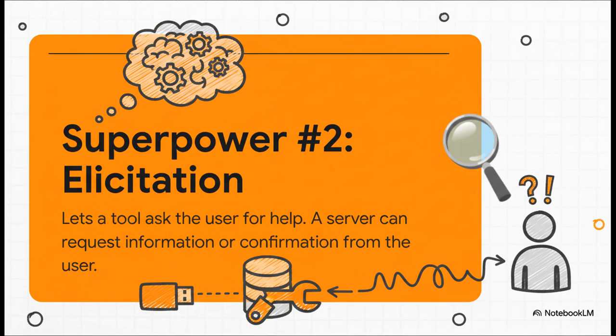Superpower number 2 is elicitation. This one lets a tool ask you, the user, for help directly. Let's say a tool is about to do something really important, like delete a file. It can use elicitation to pop up a question on your screen asking, hey, are you absolutely sure you want to do this? This makes AI interactions so much safer and more transparent.